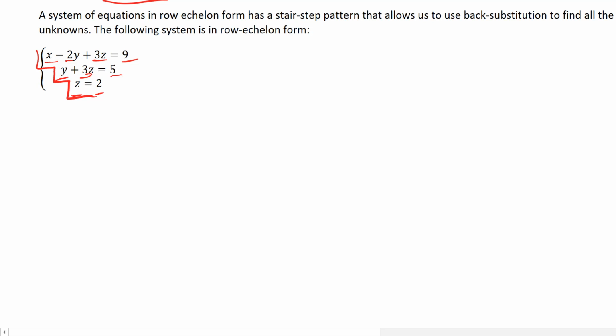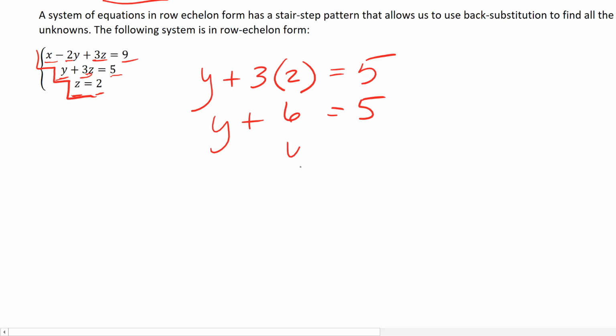So you've got z equals 2, so you take that 2 and put it into the second equation. So you'll have y plus 3z, which is 2, equals 5. So y plus 6 equals 5. So y is -1. You're subtracting 6 on both sides.